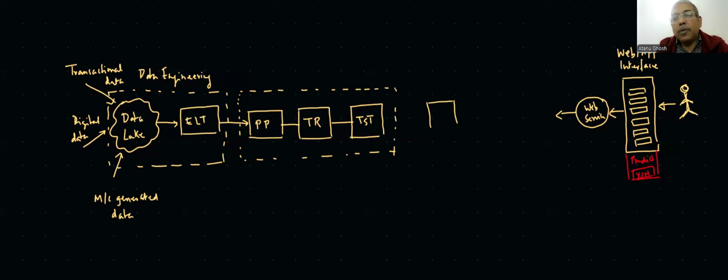The same set of pre-processing, maybe we'll take a different color. The same set of pre-processing has to happen on this data. Now, how do we ensure that the same set of pre-processing is done? There are two ways. We write exactly the same program in this environment again. But what is the problem there?